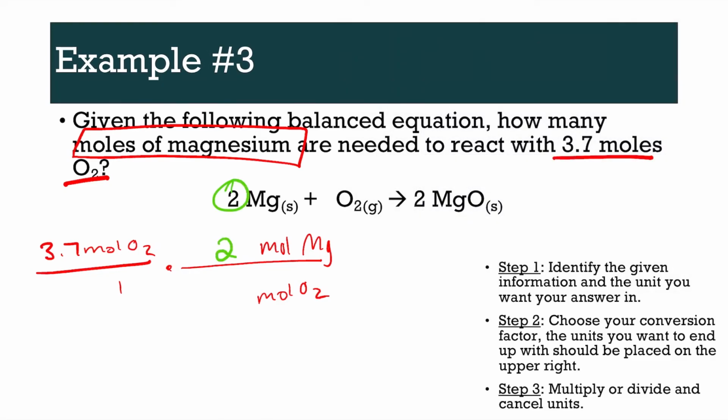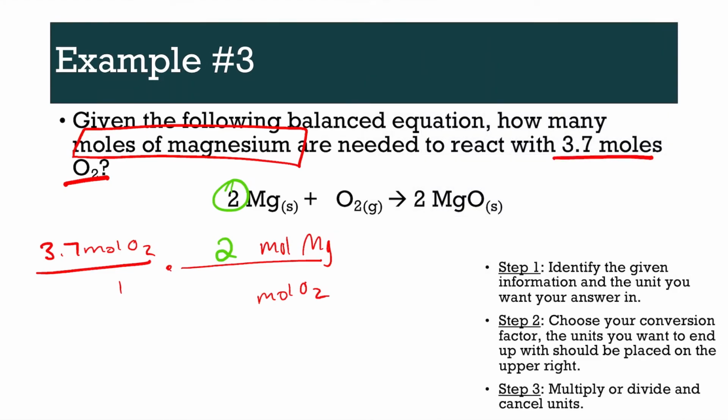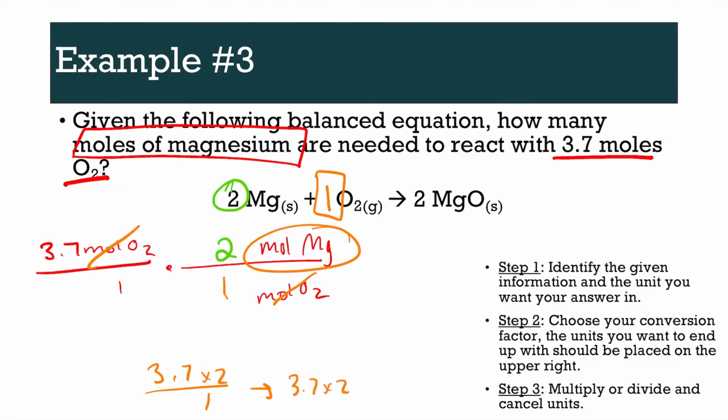So 2 in front of magnesium. And then we're going to put that invisible 1 in front of O2. Remember, moles of O2 cancel out. You're left with what you're looking for. So you get 3.7 times 2 over 1, which is 7.4 moles of Mg.